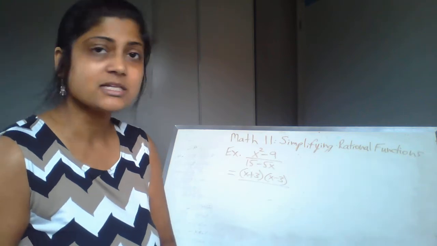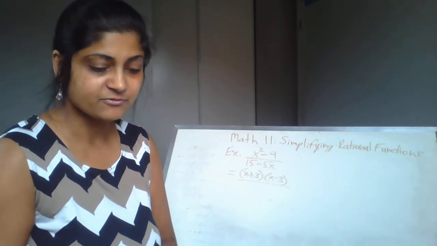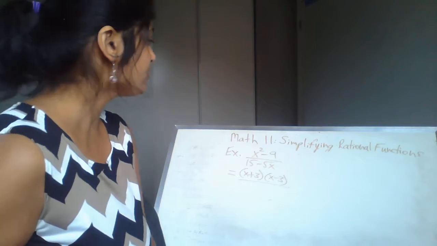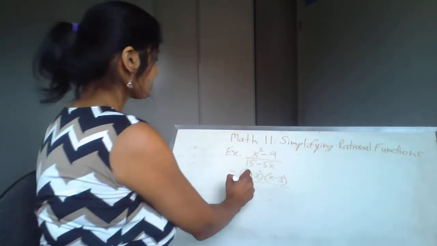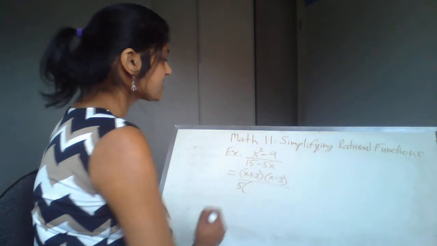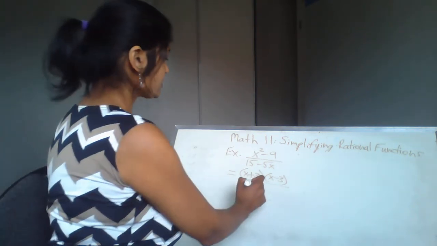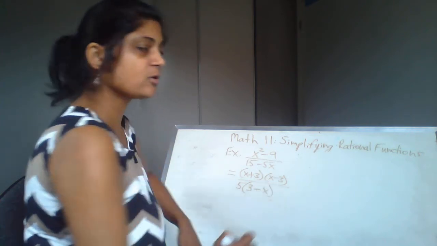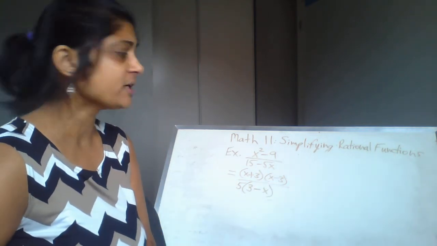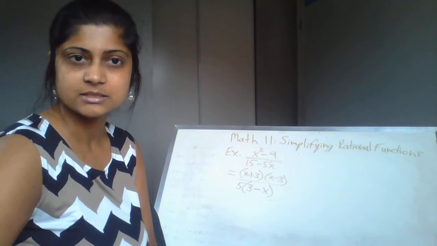Okay, so now let's take a look at the denominator. I have 15 minus 5x. So if you look here, I can take out a common factor. So let's take out 5. And what's left inside the brackets is 15 divided by 5, which is 3, and 5 divided by 5, which is 1, or 1x. I'm not going to put the 1 here because it's kind of harder to see the different factors.